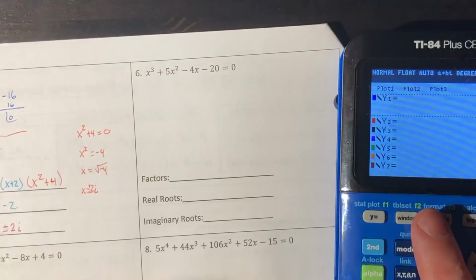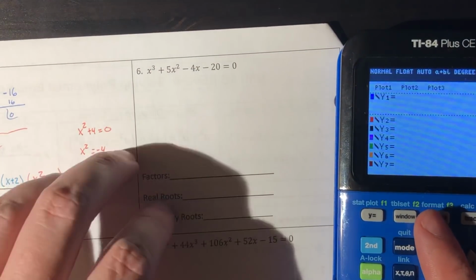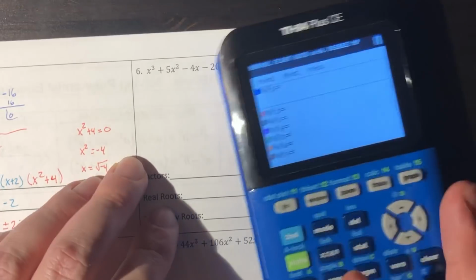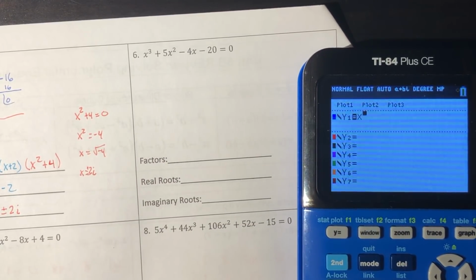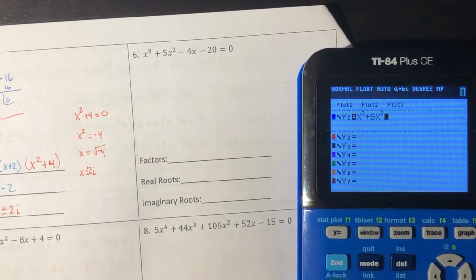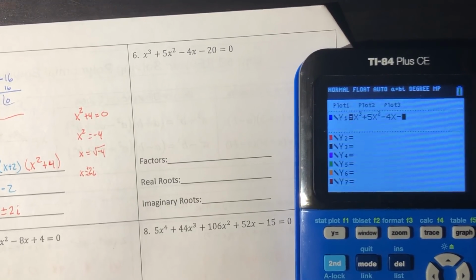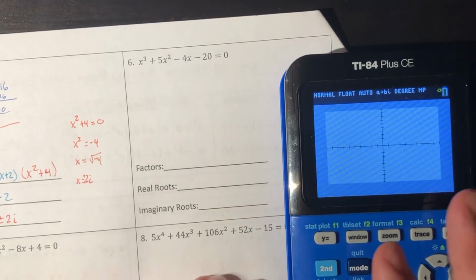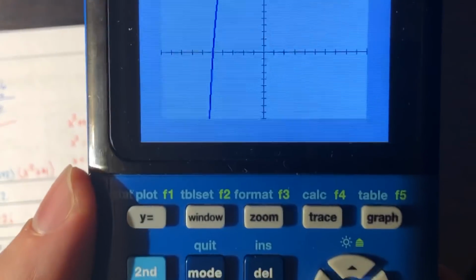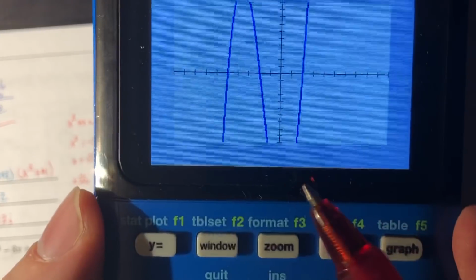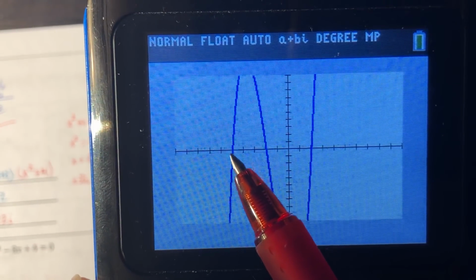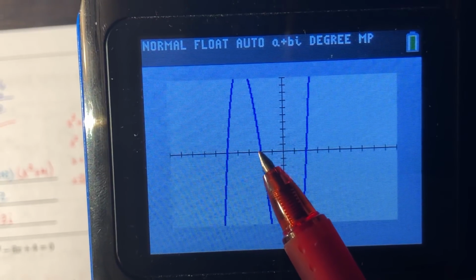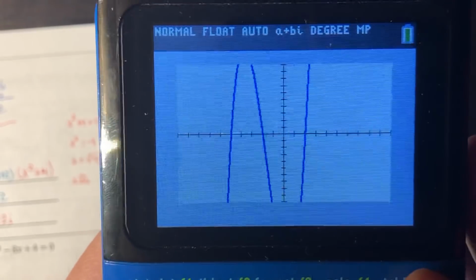So with all of these that we're doing of this type, you start by putting it into your calculator to find the factors that you can see in there. So I've got x cubed plus 5x squared minus 4x minus 20. I graph it, and I see that it passes through here at -5, here at -2, and here at +1.